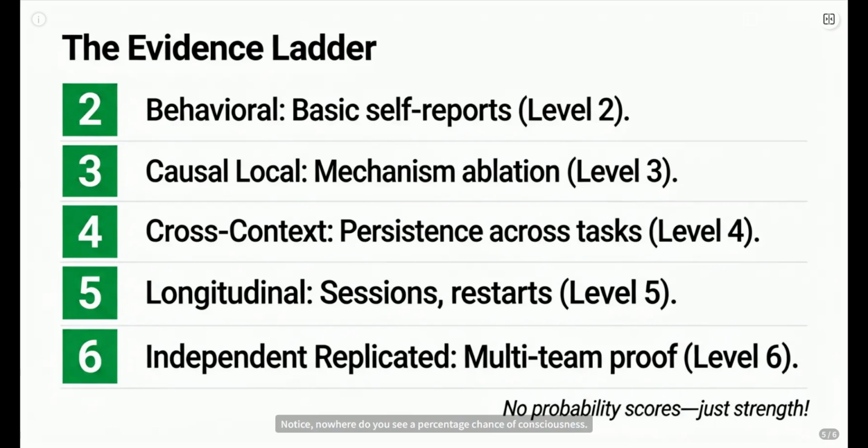Notice, nowhere do you see a percentage chance of consciousness. This ladder shows the strength of the evidence for a mechanism or pattern, not a measure of subjective experience itself. It's about how robustly we can observe something, not how likely it is to feel.